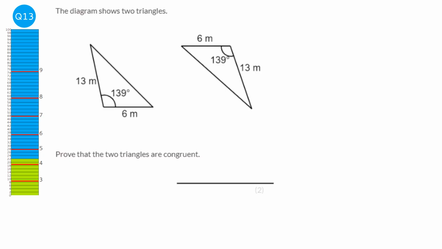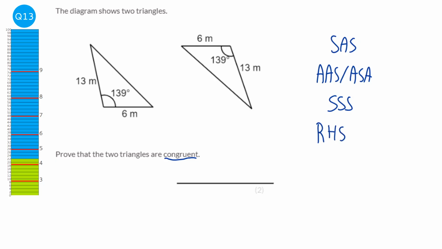When proving two triangles are congruent, and congruent means exactly the same, we're going to have one of 4 answers. Either side angle side is the same, angle angle side, or angle side angle. Side side side are the same, or they have the same right angle, hypotenuse, and side. This question doesn't have a right angle, so we can cross that out. It has 2 lengths, so 2 sides, but not 3, so we can cross that one out. It only has 1 angle, so we can cross this one out.